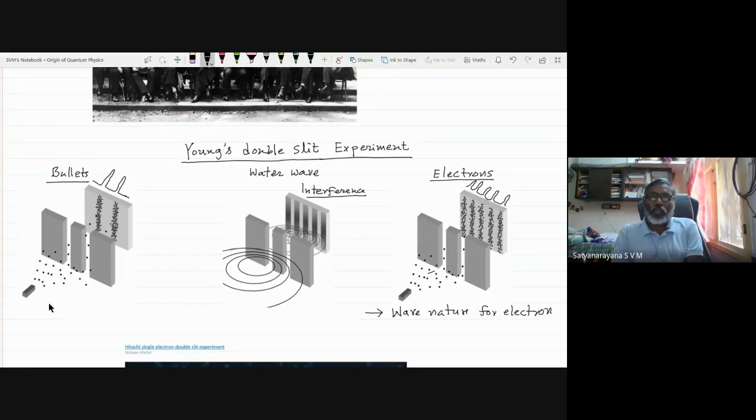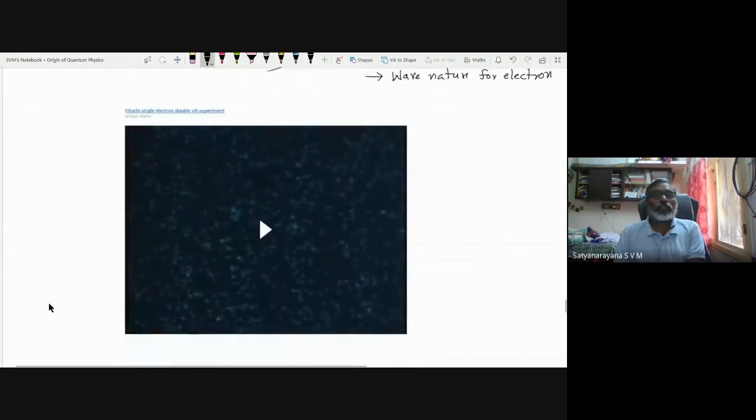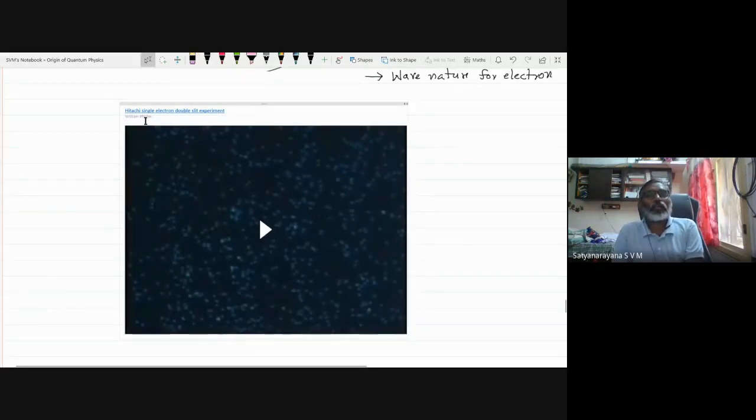Now, what happens if you do this experiment for a long time with a large number of electrons? If the electrons are registered as particles, you would expect maybe two kinds of peaks, like in the case of bullets. Here we have an experiment. I'm going to show you a movie. This is an experiment done by the Hitachi group in Japan. This is a double slit experiment.